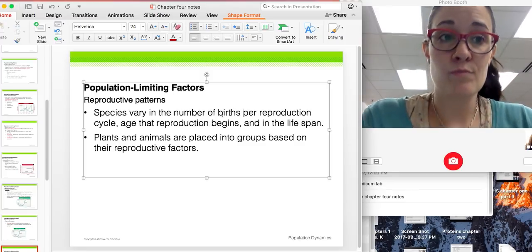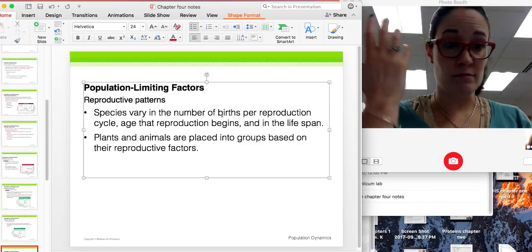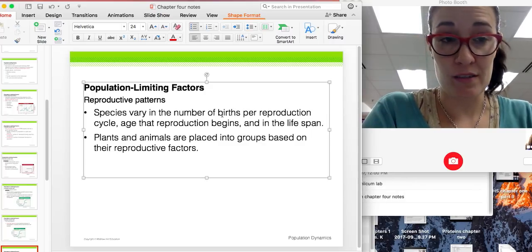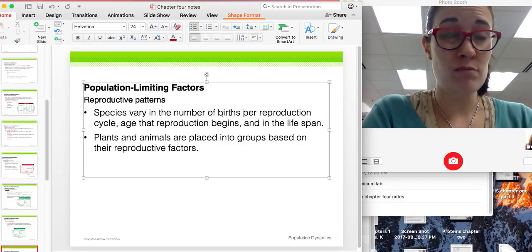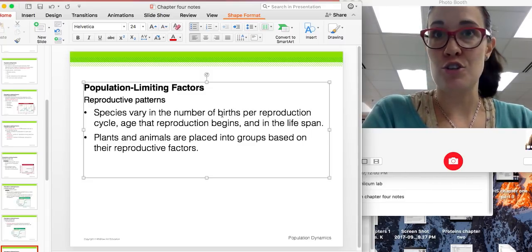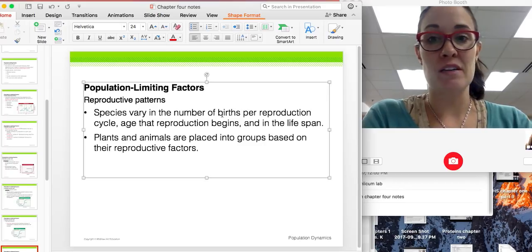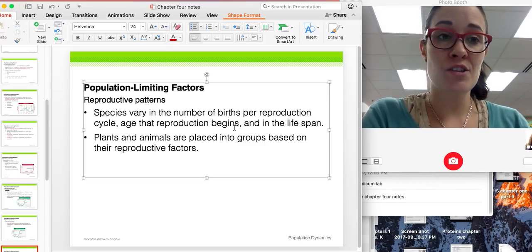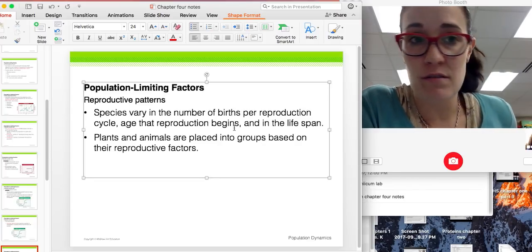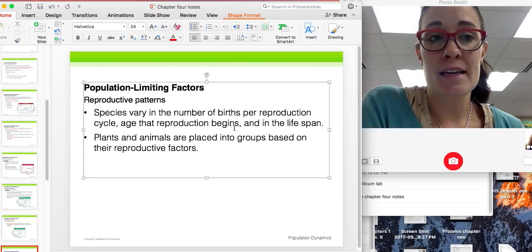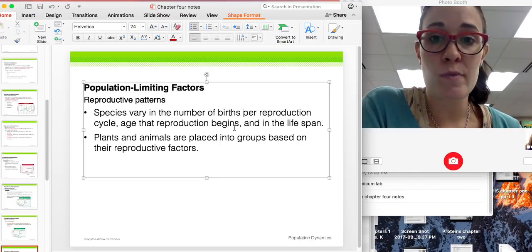Do humans usually just have one birth per reproductive cycle? Other organisms like pigs, for example, have a lot of piglets per reproductive cycle. Age that reproduction begins: humans, teenage girls, sometime in late grade school, usually middle school though, right?